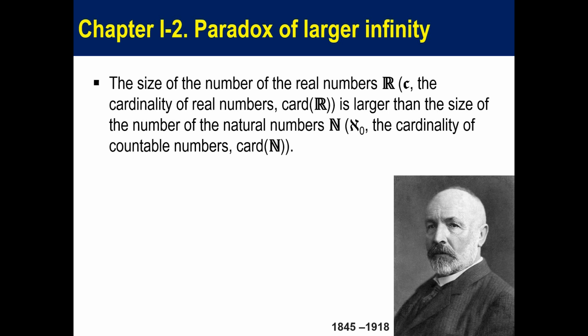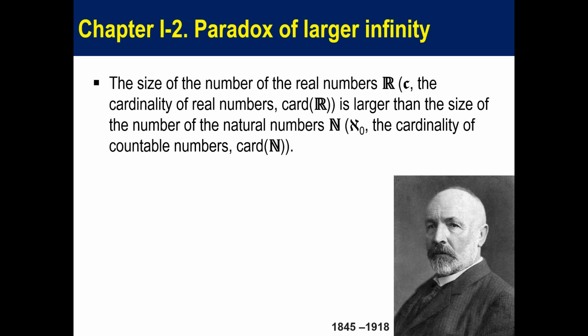However, Cantor showed that there is a larger infinity. Cantor showed that C, the size of the number of the real numbers, is larger than Aleph null, the size of the number of the natural numbers. It was a quite revolutionary finding that there are different sizes of infinities, one infinity being larger than the other infinity.